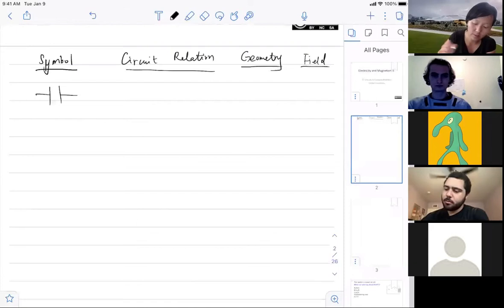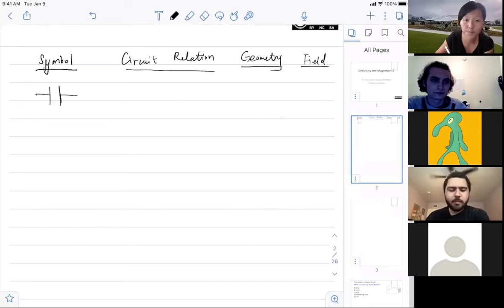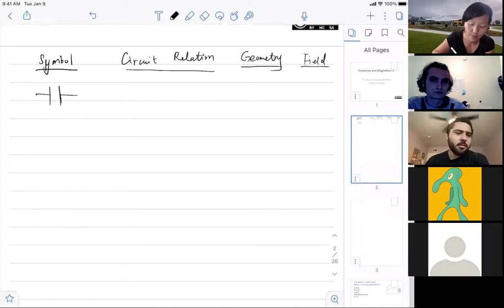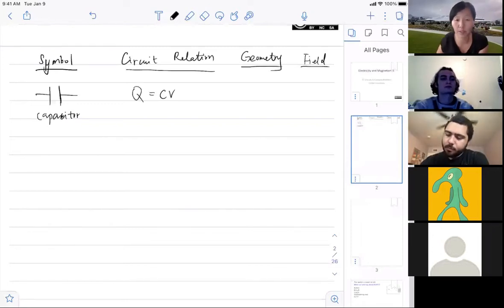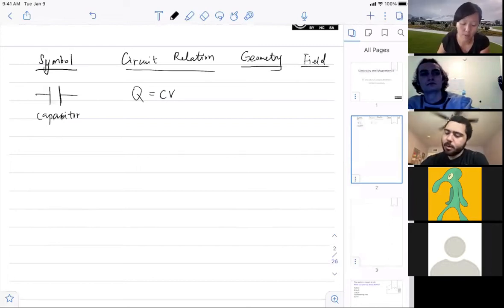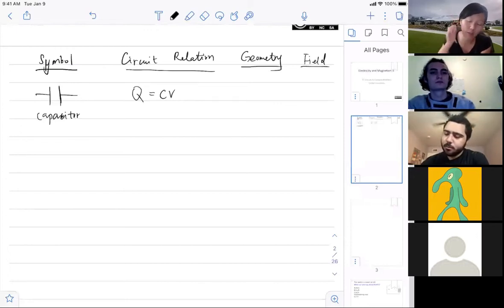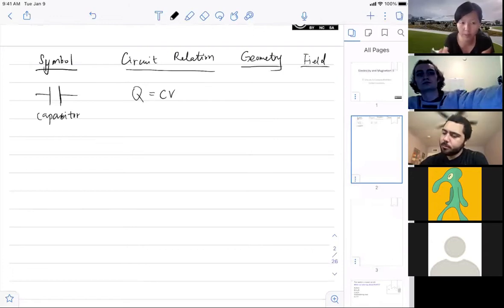What is this thing? What does this represent? Capacitor. Yeah, capacitor. And the charge accumulated on the capacitor plates, for a parallel plate capacitor, will be proportional to the capacitance times voltage. Okay, that looks like a parallel plate, but if you have a cylindrical shape or spherical shape, it's the same thing.